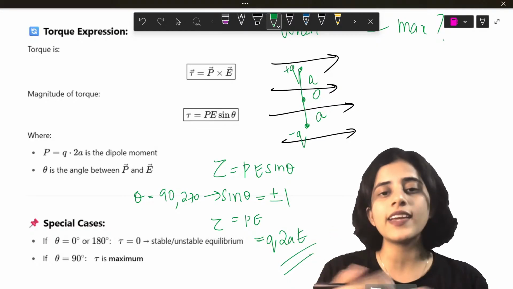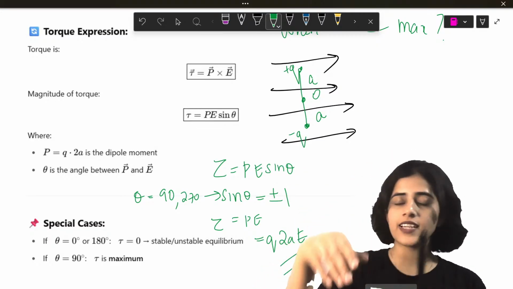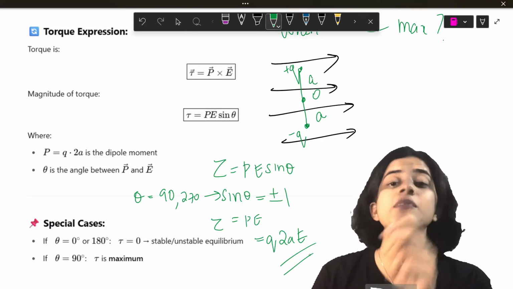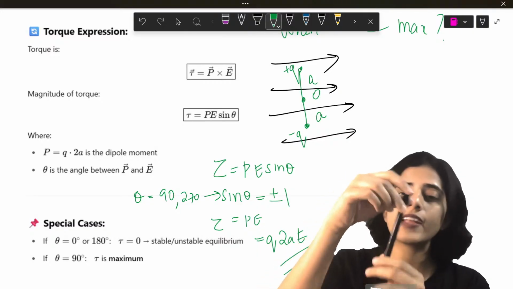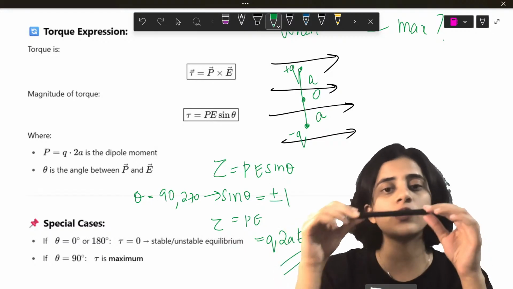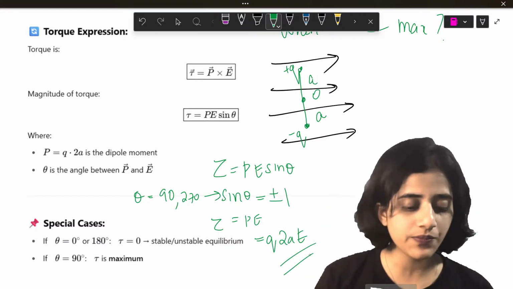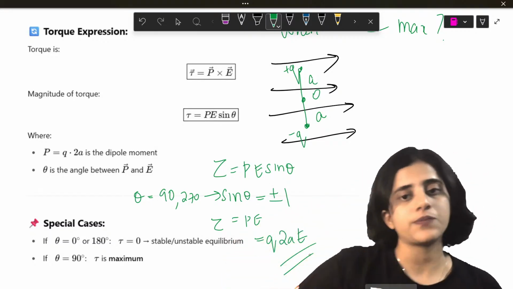Now, visually, I just explained it to you. If the dipole moment is perpendicular to the field, it won't be stable unless it aligns itself with the field. So that is when the torque has to be maximum.